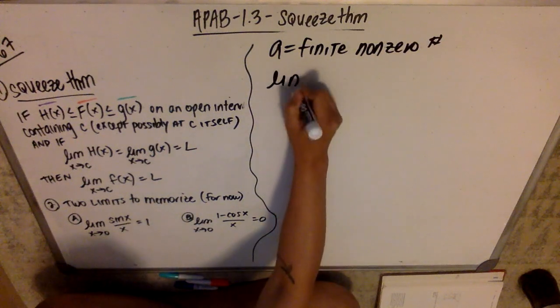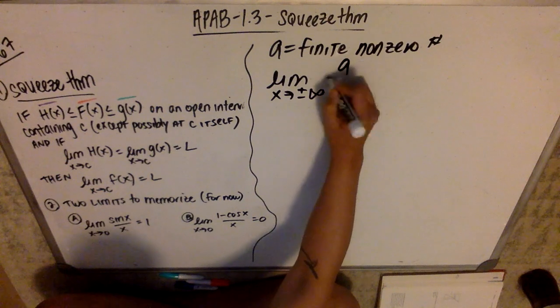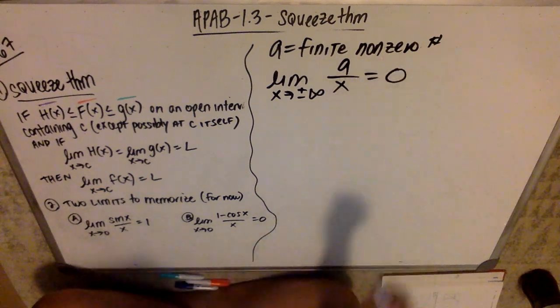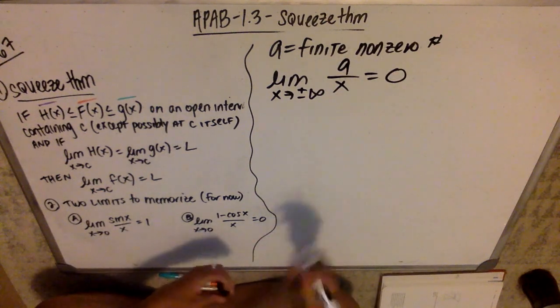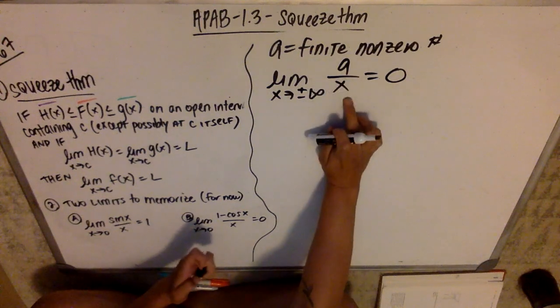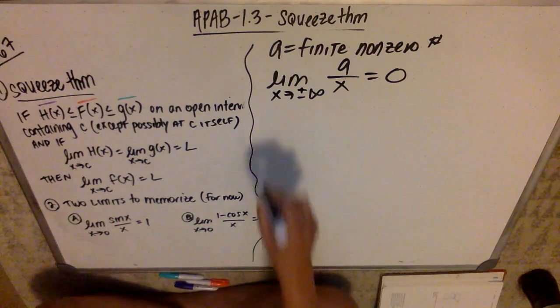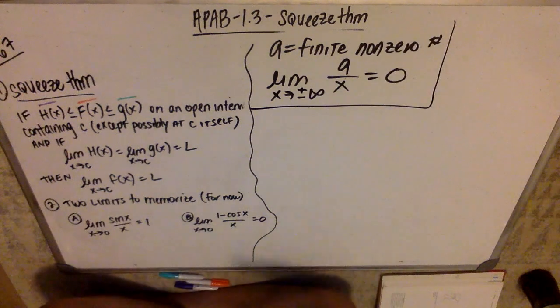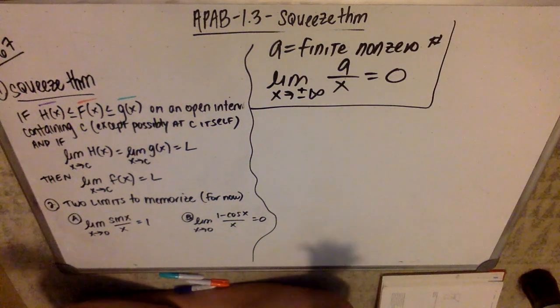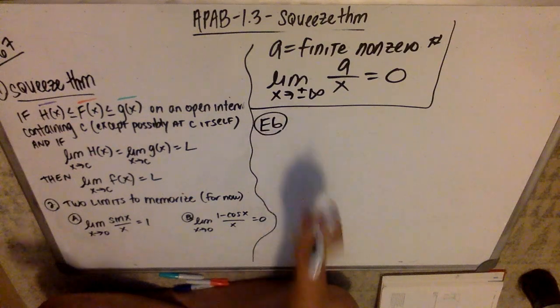The limit as x approaches either positive or negative infinity of a over x is going to be 0, because if you put a finite number that's non-zero on top of an infinite number, you're going to get 0. Okay? So it's just worth noting. It's going to come up a lot in math later for us, but unfortunately, to do this one particular example I have of the Squeeze Theorem, you're going to have to just accept that that's true.